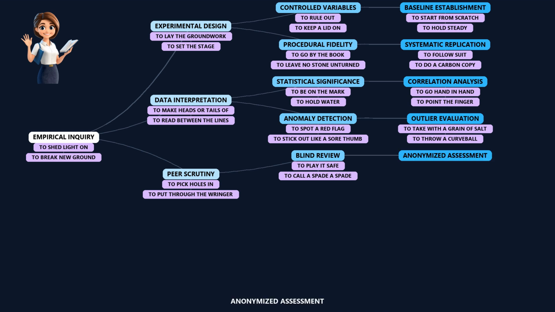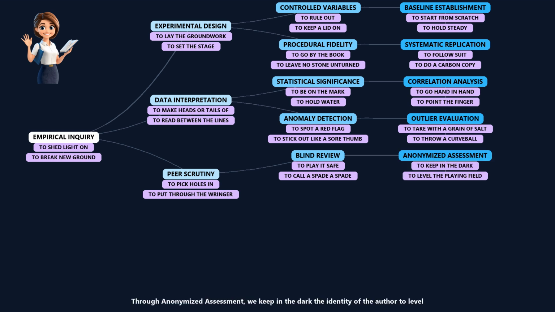Anonymized assessment. Through anonymized assessment, we keep in the dark the identity of the author to level the playing field for everyone. Simply put, we don't tell the judge your name so that every scientist gets a fair and equal chance.